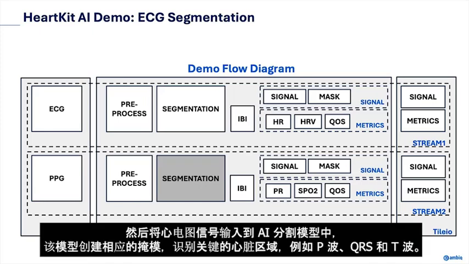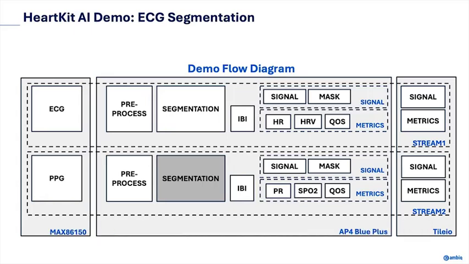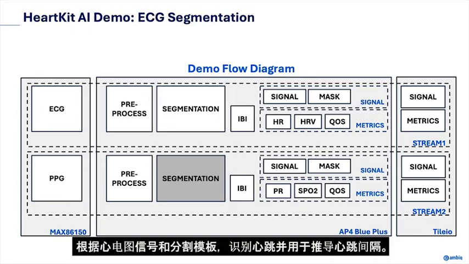The ECG signal is then fed into an AI segmentation model that creates a corresponding mask identifying the key cardiac regions such as P-wave, QRS, and T-wave. From the ECG signal and segmentation mask, the beats are identified and used to derive the interbeat intervals. A handful of metrics are then captured from this, including heart rate variability, and quality of signal.